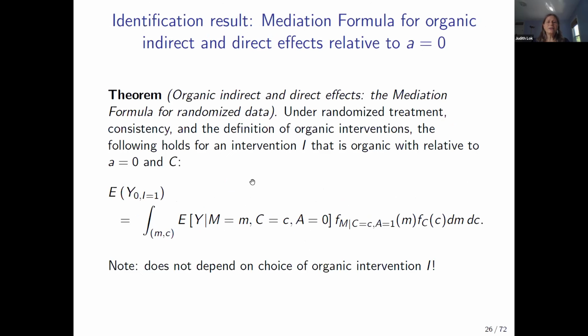I also proved the mediation formula for organic indirect and direct effects relative to A equals 0, and the proof is no different from that for A equals 0, A equals 1. Again, the common causes come first. In this case, the mediator distribution is as under treatment, so we find the mediator distribution under treatment, and then the outcome under no treatment but with this mediator value, so we get the expected outcome under no treatment. And again, it does not depend on the choice of organic intervention I. And I promised that I would get back to conditioning on C. So let's look at how that works.